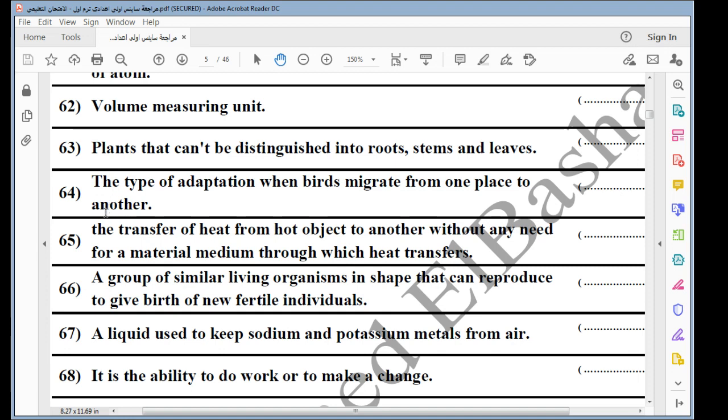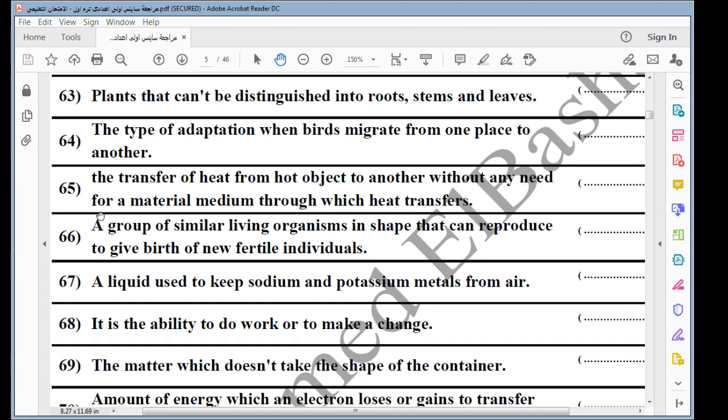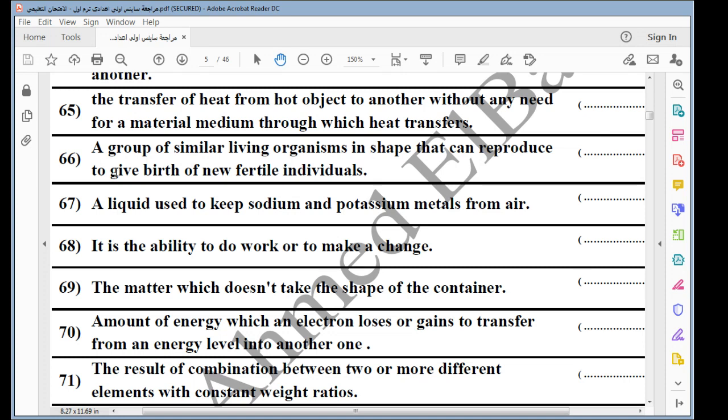64: the type of adaptation when birds migrate from one place to another. Of course, this is behavioral adaptation. 65: the transfer of heat from a hot object to another without any need for a material medium. Of course, this is radiation. 66: a group of similar living organisms that can reproduce to give birth to a new fertile individual. Of course, this is species.